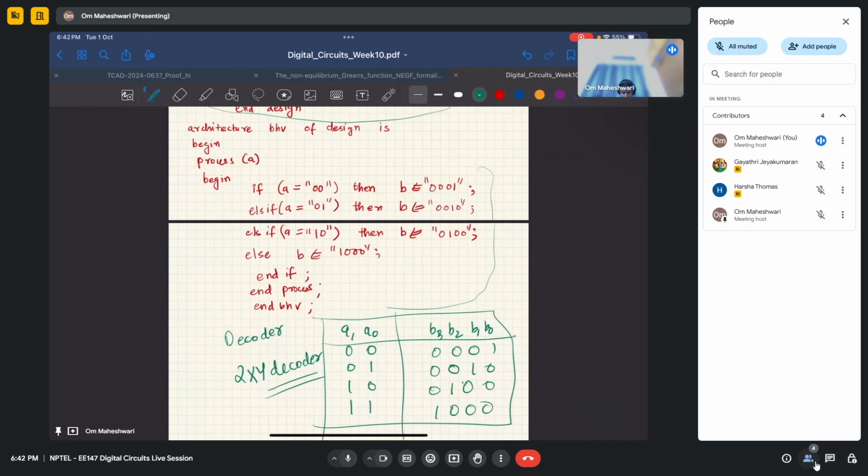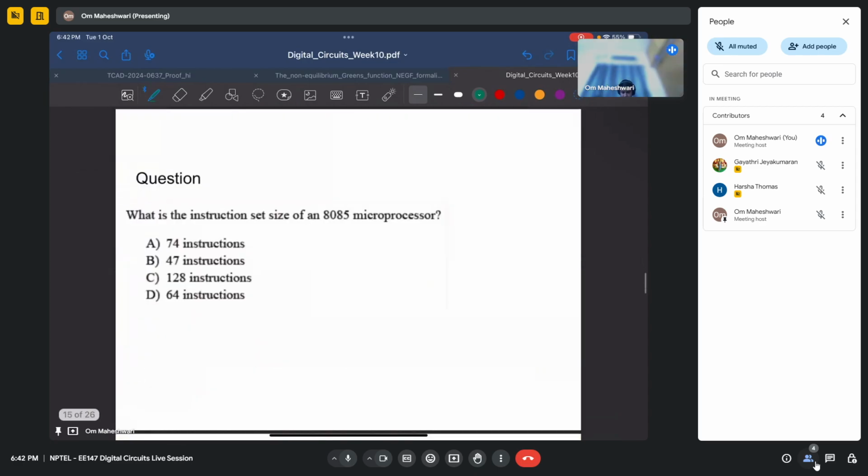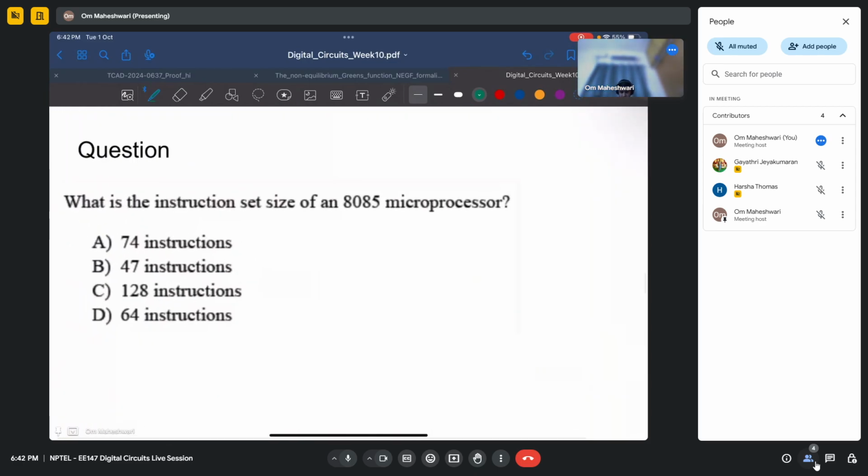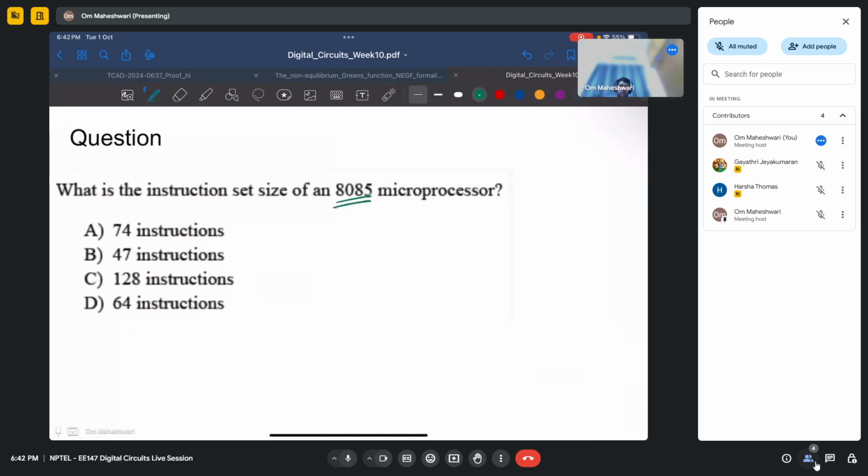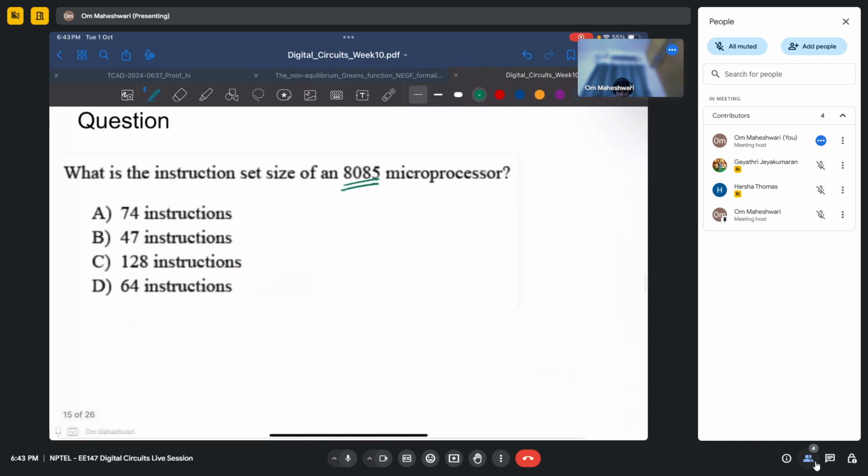Okay, so now let us move on to the microprocessor part. Mainly we will be talking about some very introductory basics of the 8085 microprocessor. 8085 is Intel's very old microprocessor. I hope you have seen the video. Can anyone answer this question?